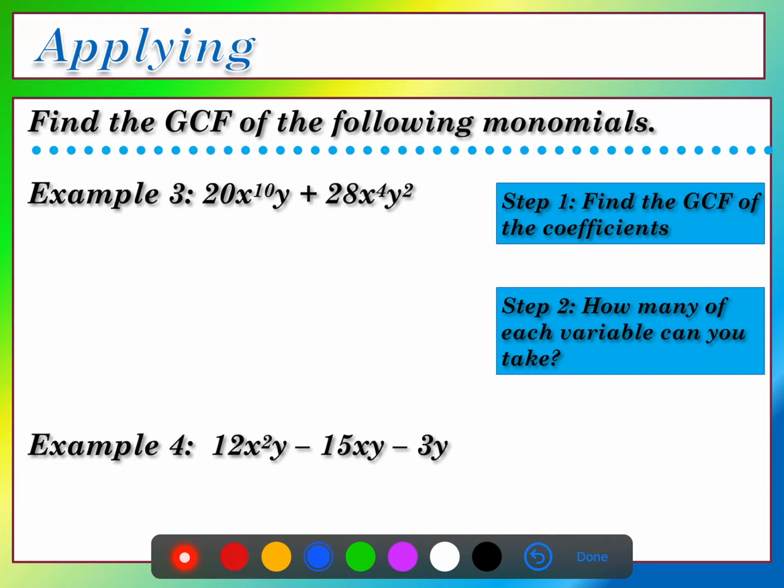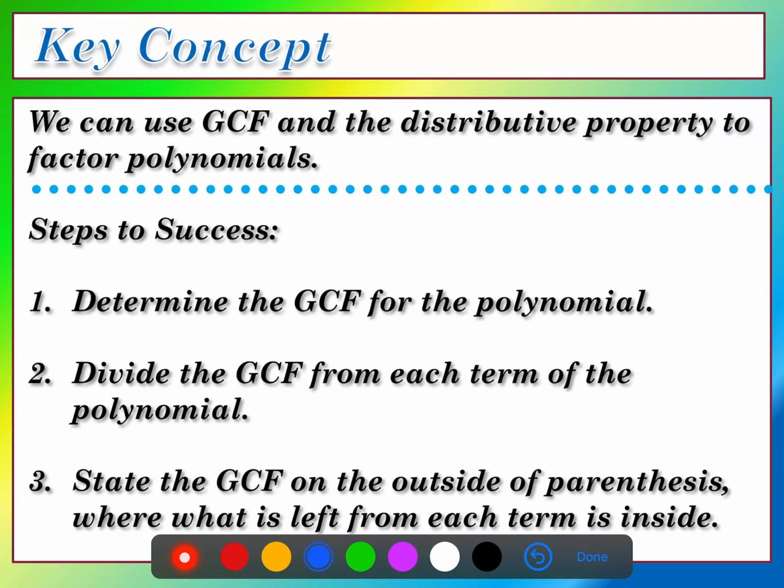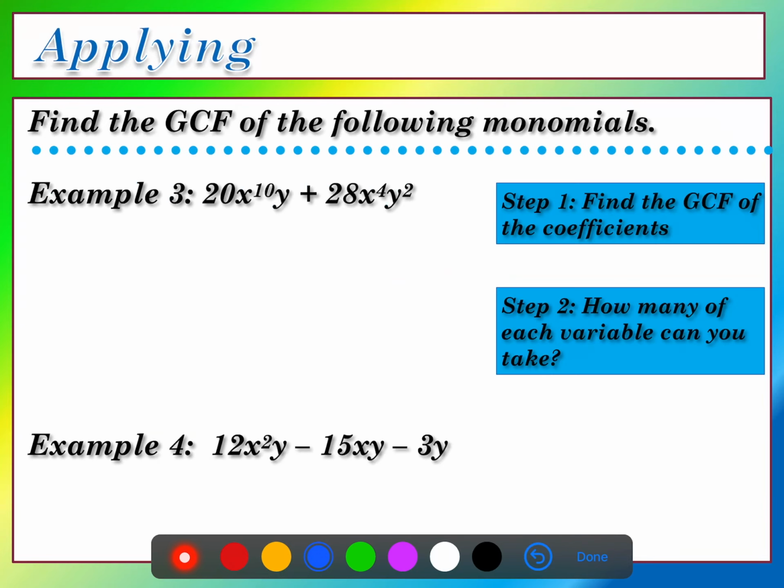Okay, so we're going to find the GCF again. All right, this time my terms just happen to have operations in between them, but we're going to do it exactly the same way. Okay, so if we do the coefficient first, between 20 and 28, the greatest common factor is 4. So that's the biggest number that will divide into each of them.